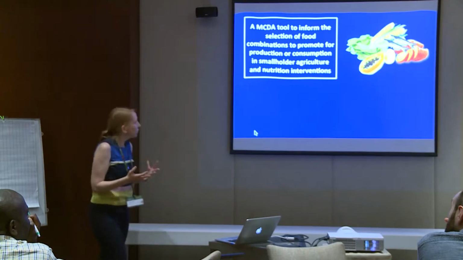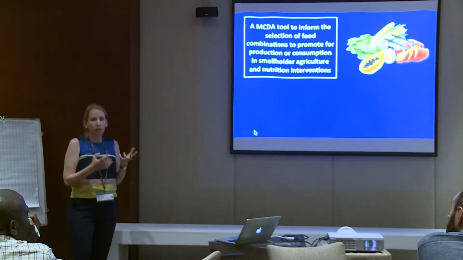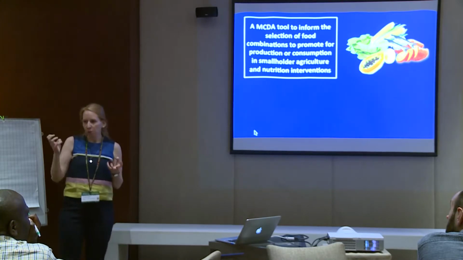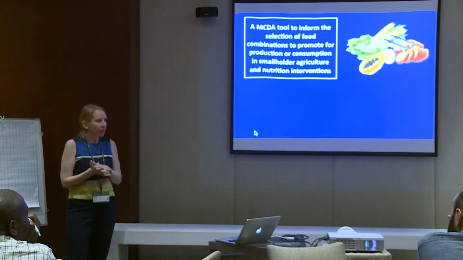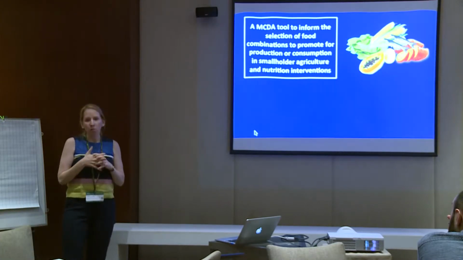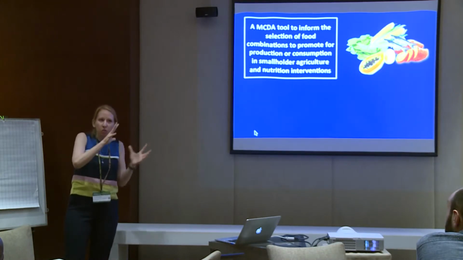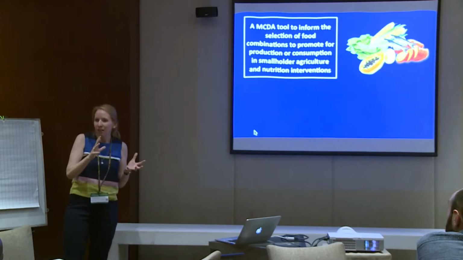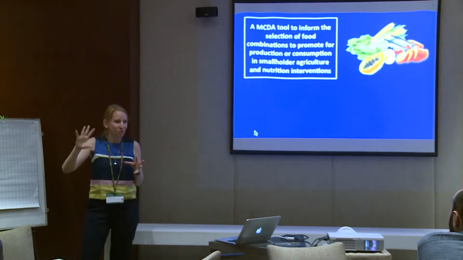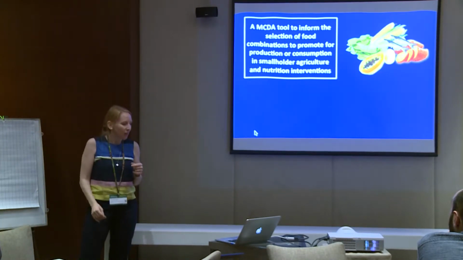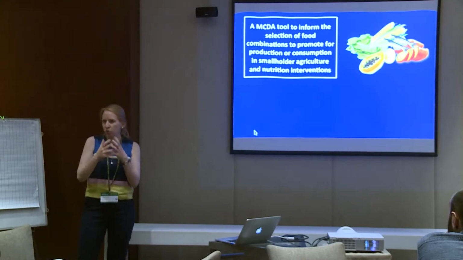So Agri-food, the tool that we've developed, is an MCDA tool. It's really about selecting foods or food combinations, probably more food combinations, to promote for production and or consumption. At this point, we've only really thought about the smallholder agriculture side. Whether we think more about bigger agriculture in the future depends on how this is received. But it's really about thinking about interventions, what sort of combinations of foods to include in them.